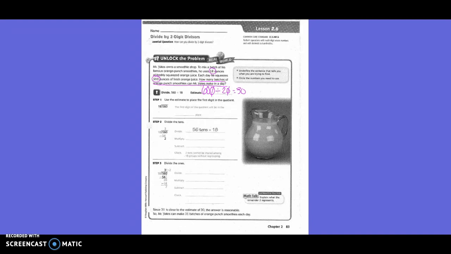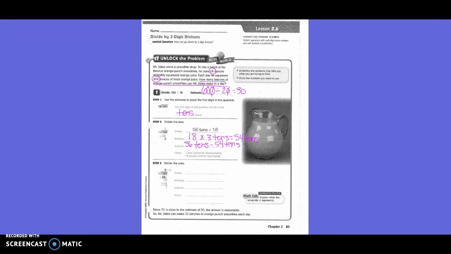Okay, use the estimate to place the first digit in the quotient. The first digit of the quotient will be in the what place value? The tens place. Divide. So they said that they took 56 tens divided by 18. Then they multiplied 18 times 3 tens. Then they subtracted, which got them 54 tens. And then they subtracted 56 tens minus 54 tens.